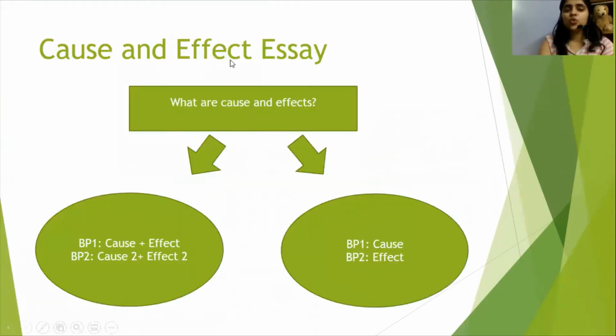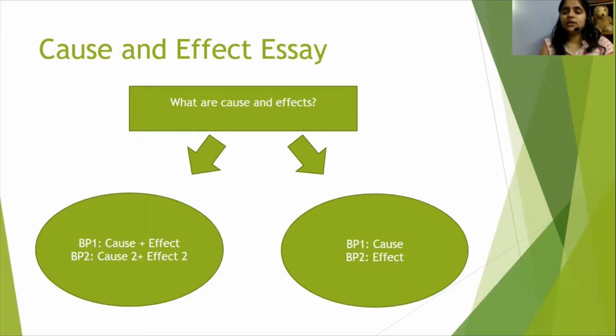So when it comes to a cause and effect essay, you know that there will be a social issue or something related to society given, for example, what are the causes of global warming, right? So there will be an issue given, and you have to tell what is the cause of it, and then you have to tell what is the effect of it on the individuals as well as the society as a whole, right?